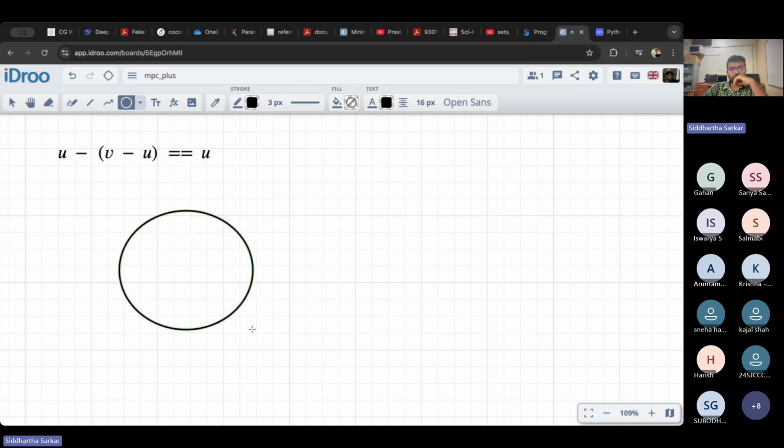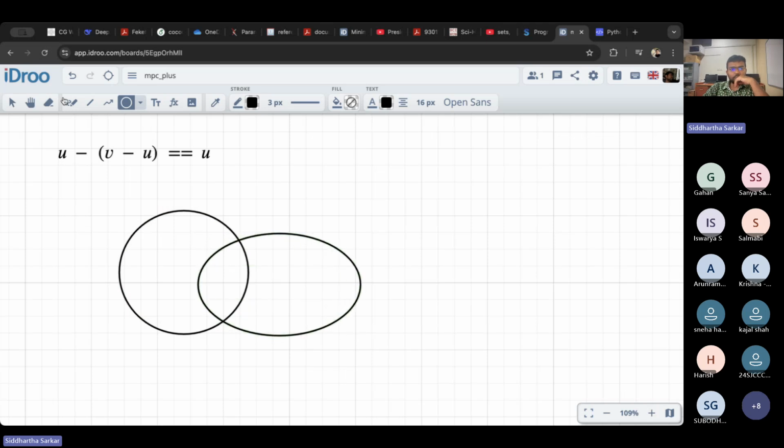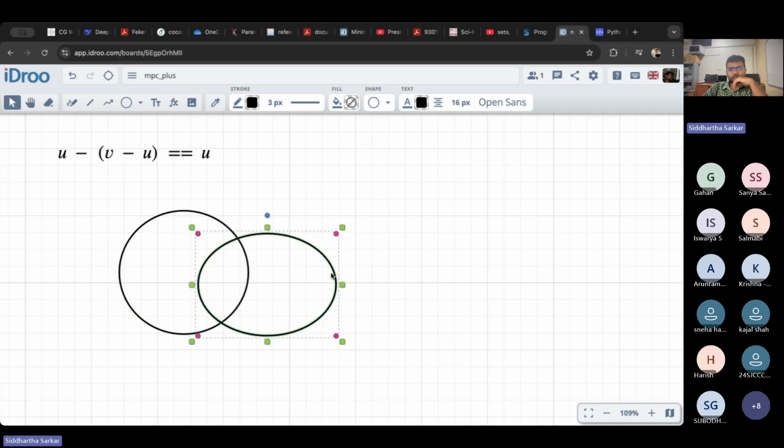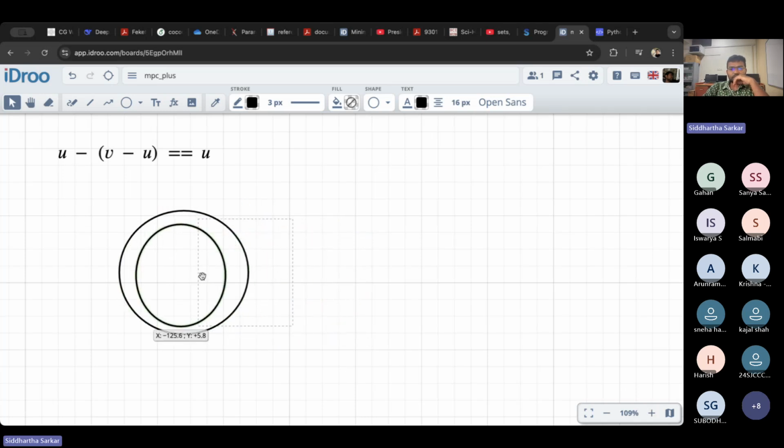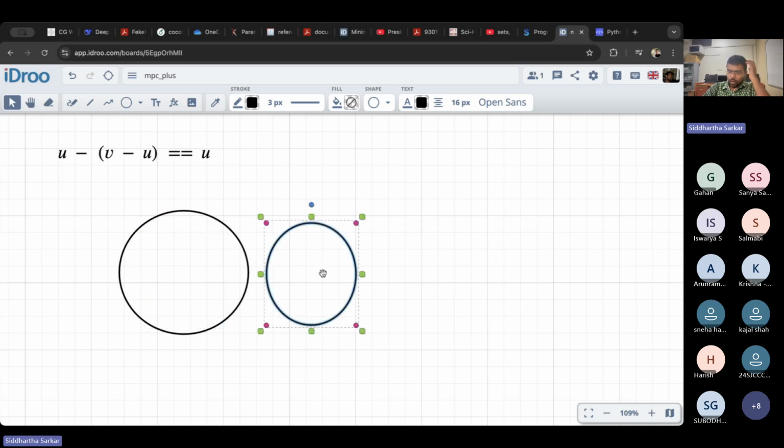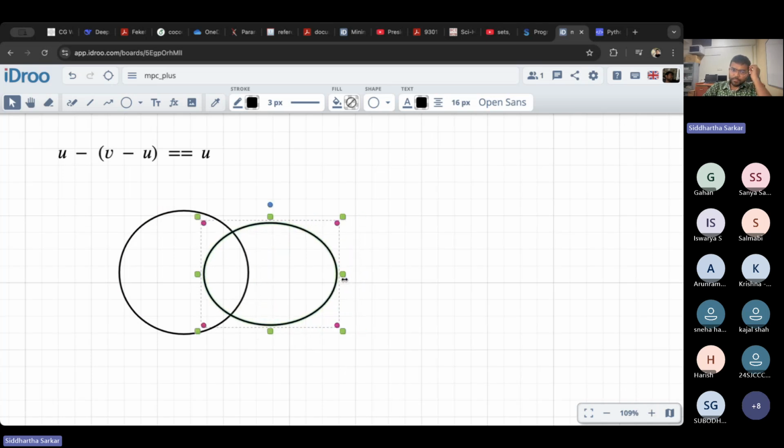So there is a set U and there is a set V. They have some intersection among them. We do not know. As somebody said, one could be a subset of the other. If that is the case, something is contained within the other. That is a subset situation. The other situation is they're disjoint. There are no common elements. The most general situation is there are some common elements and some elements are unique to both the sets.